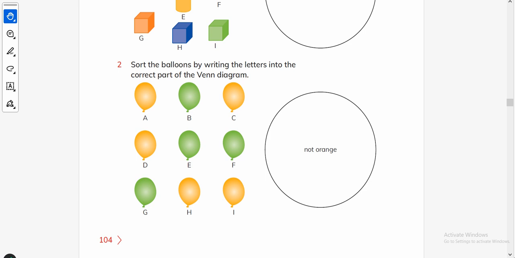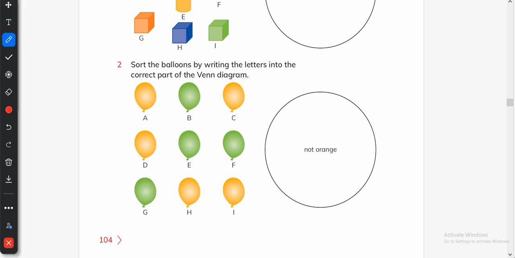Sort the balloons by writing the letters into the correct part of the Venn diagram. Not orange. So, not orange. It means that B is not orange. They mean all the greens. E, F, G. Not orange. So, you mean all the greens. So, all the greens will go inside the circle.